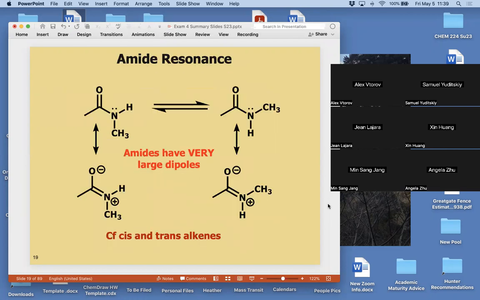The most important thing about amides, in terms of their properties and their appearance in biochemistry, biology, peptides and all that: huge dipoles, and slower rotation about the apparent single bond.